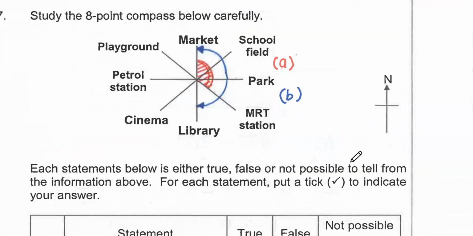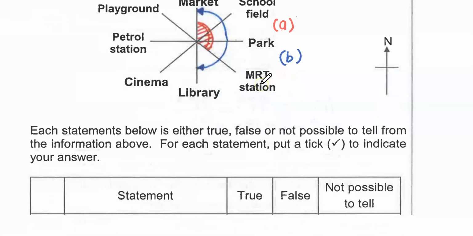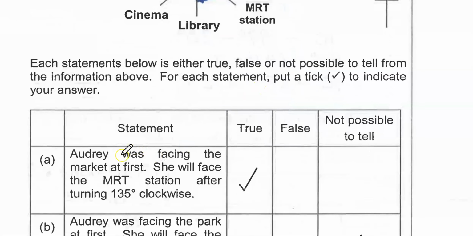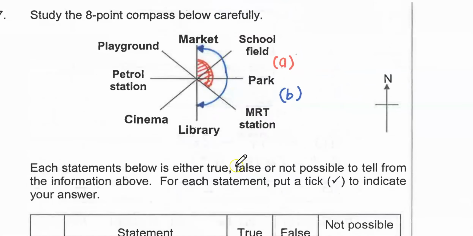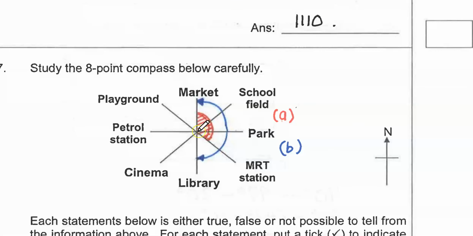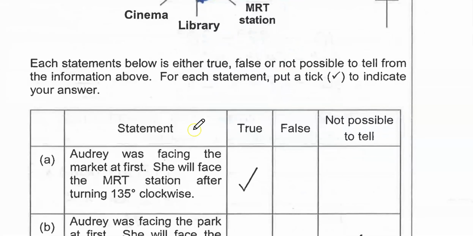Now study the 8-point compass below carefully: playground, market, and so on. Now question A, we're dealing with the red part over here. It says Audrey was facing the market at first. She will face the MRT station after turning 135 degrees. Now note, 135 is how many 45 degrees?